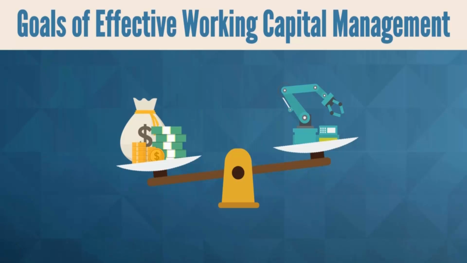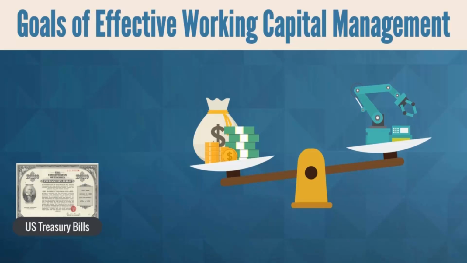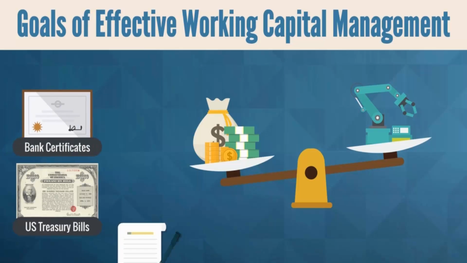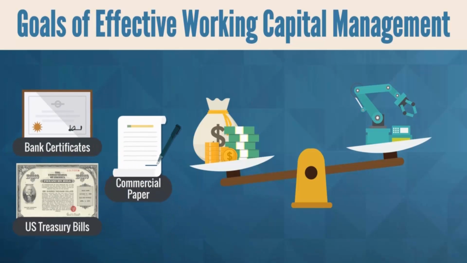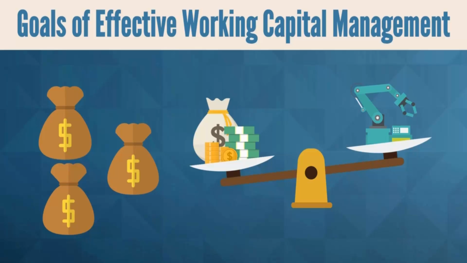Why? Because cash has an opportunity cost. This is one of the reasons why firms holding extra cash opt to invest in short-term liquid securities, such as U.S. Treasury bills, bank certificates of deposit, and commercial paper. This way, instead of having cash sit idly, companies can earn a return on it. Also, in the case a need for cash emerges, firms can easily liquidate the securities they have invested in.